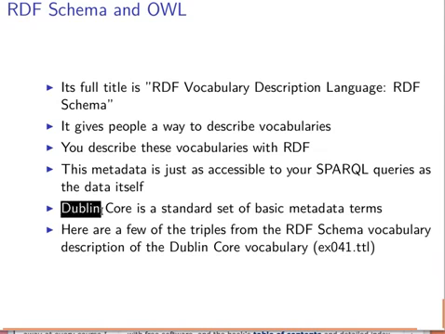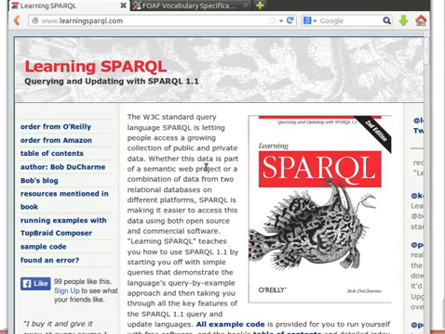This is Dublin Core, somewhere in the United States. Let's have a look at some examples. In this video, we'll have one example only, which is this file here from the examples provided by the book. Let me just remind you of the book. So this is the book we're using.